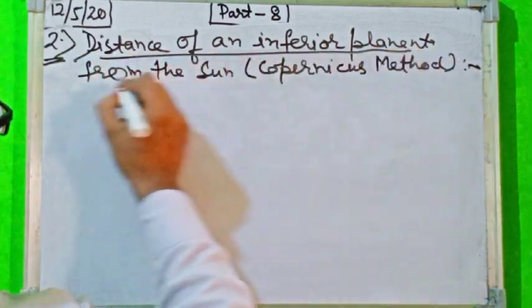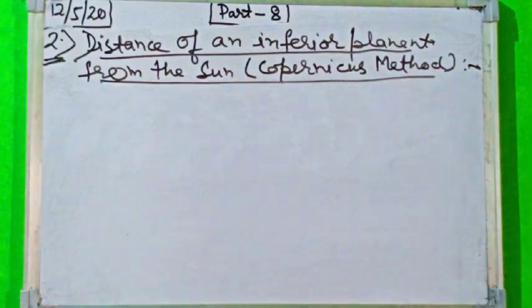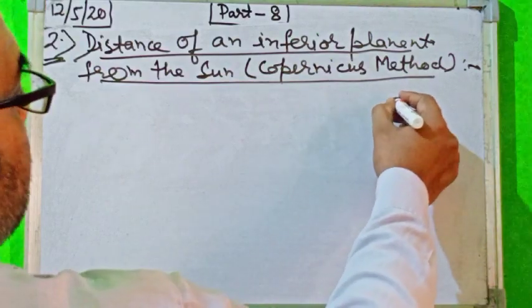This is also an indirect method to measure distance, which means these distances cannot be measured with the help of direct instruments. So these methods are applied for the measurement, and as a student of physics, you must have the idea of how to measure these distances. So that is the Copernicus method, and let us begin our discussion.